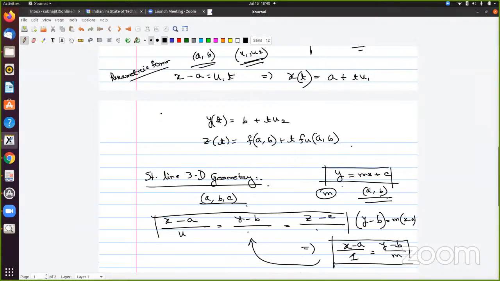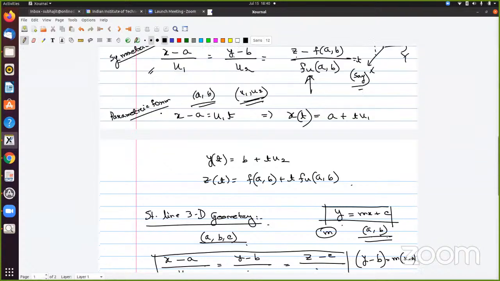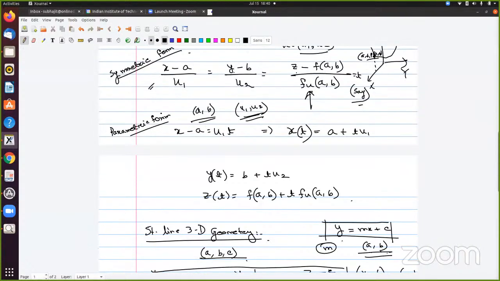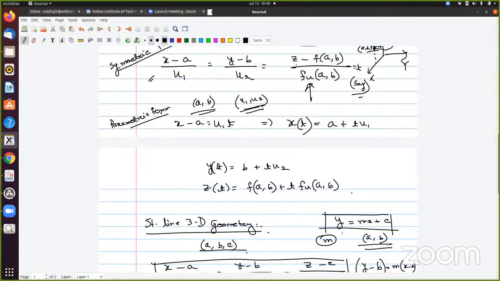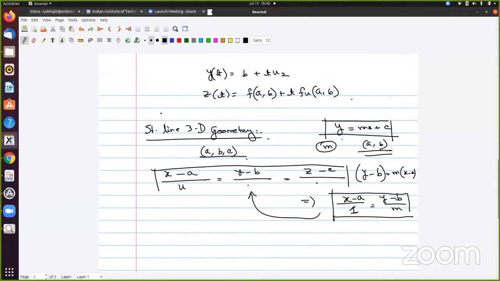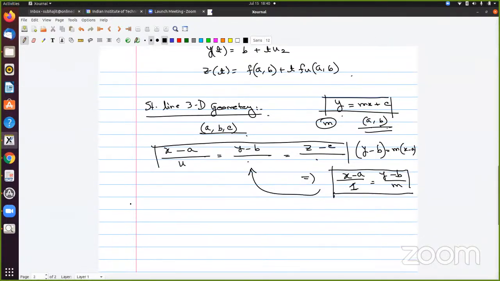Everyone, till parametric form, do you have any doubt? Okay, fine. So now there is one more form, that is called vector form.